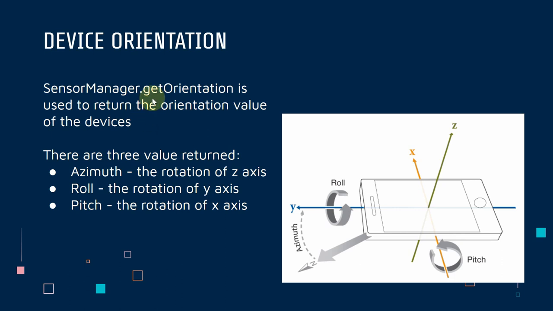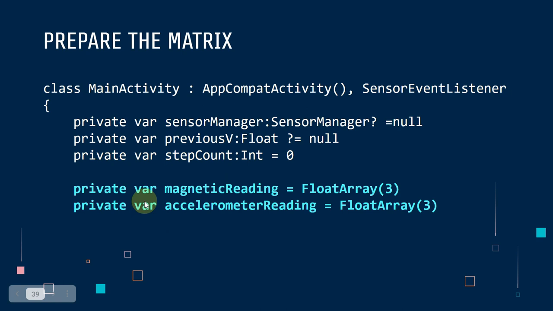The SensorManager getOrientation is used to return the orientation values of the device. It requires you to submit a rotation matrix, and then it will return three things. First, azimuth, the rotation around the z-axis; roll, the rotation around the y-axis; and pitch, the rotation around the x-axis. It's not degrees, it's actually radians. Let's try it in our project here.